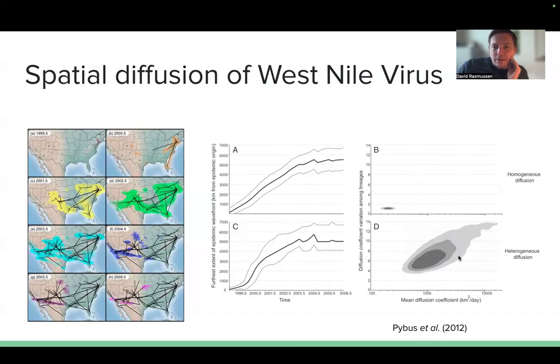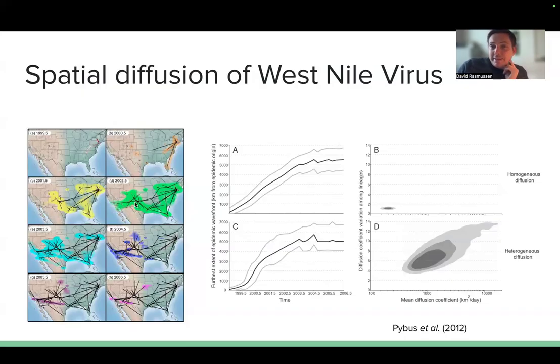And what you see here is that if you account for this variability in diffusion rates, you actually estimate that there's a wide range of different diffusion coefficients. And some lineages, like the lineages that spread very rapidly down the eastern seaboard, were able to move very rapidly and then sort of got stuck as they moved farther and farther west.